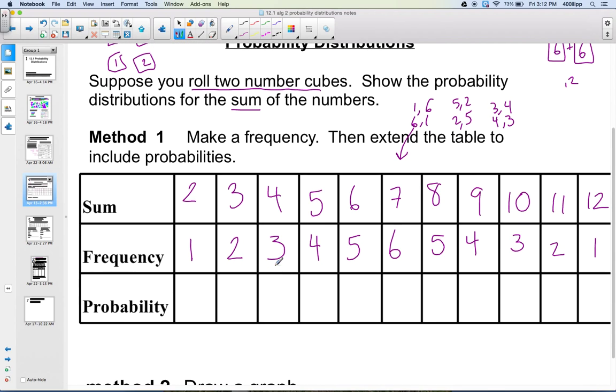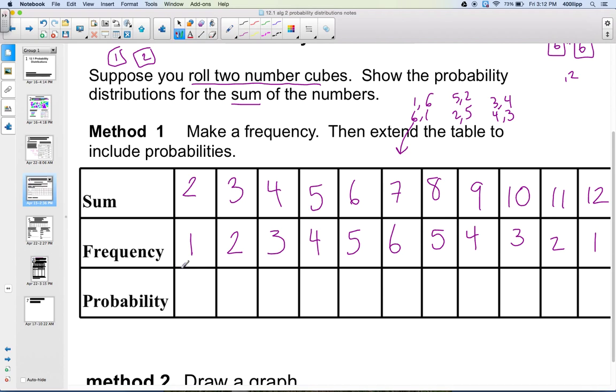So if we want to take a look at the probability now, we know there's a total of 36 possibilities, because there are 6 possibilities for the first number cube and 6 for the second, and 6 times 6 is 36. So I'm just going to take the frequency. The frequency for a sum of 2 is 1 out of 36 then.